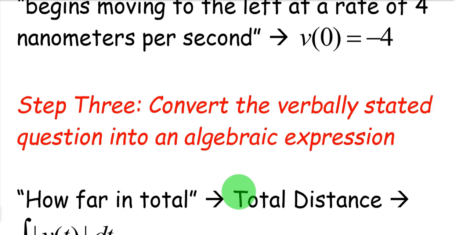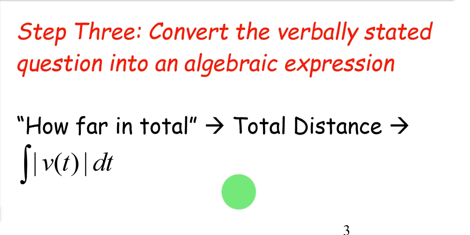We've already solved for this position equation. But what we haven't figured out is the integral of the speed, right? So that's what we're going to figure out. Convert the verbally stated question into an algebraic expression. So when you're figuring out total distance traveled, it's actually the integral of speed. And I will even write this out.